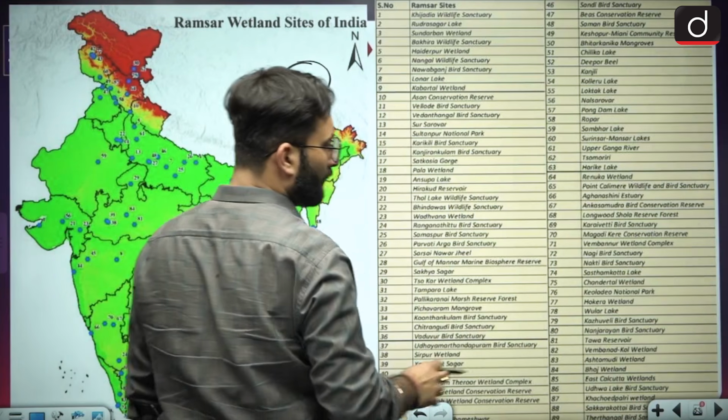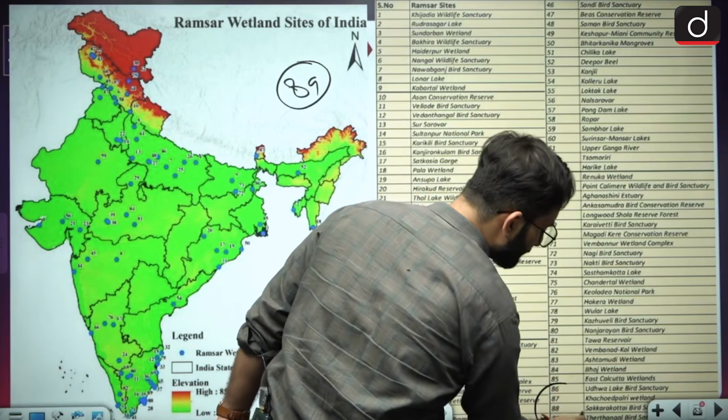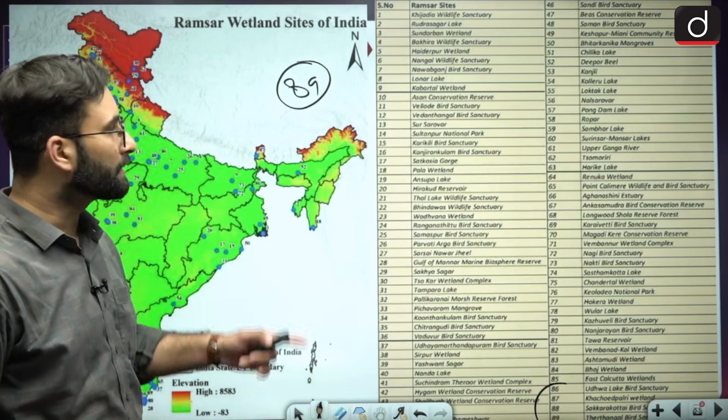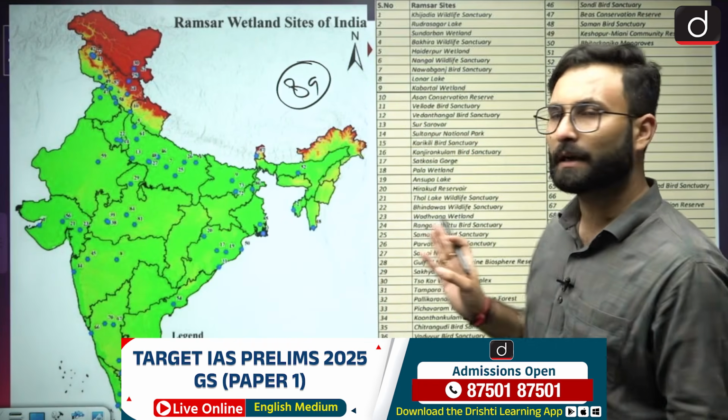Okay, in 2025 there are 4 Ramsar sites which have been added recently, so that is important for you, the recent ones, so please keep a note of that. So all these things will be there in the PDF, so you can directly go through that.